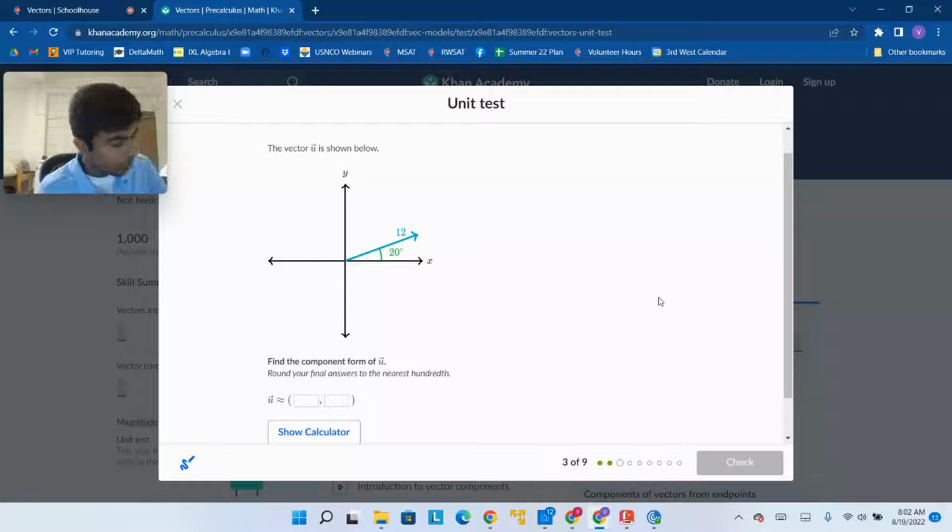And now if we write this in component form, the 12 cosine 20 for x becomes 11.28.